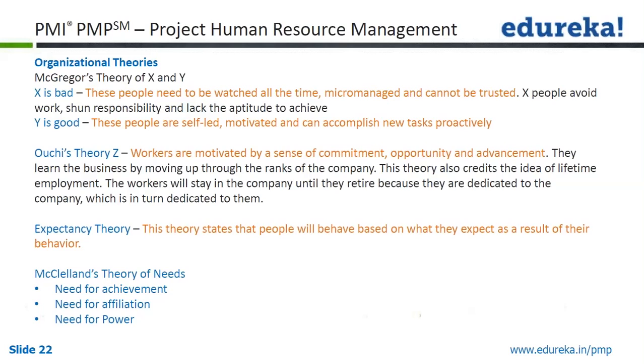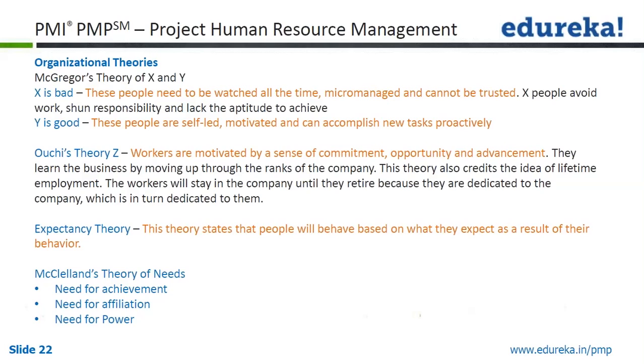Then expectancy theory. This theory states that people will behave based on what they expect as a result of their behavior. So based on what they will get, what's in it for me, that's the expectancy theory. McClelland's theory of needs: need for achievement, need for affiliation, need for power.